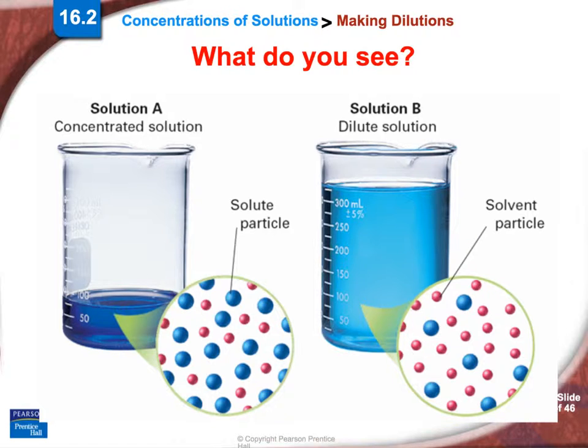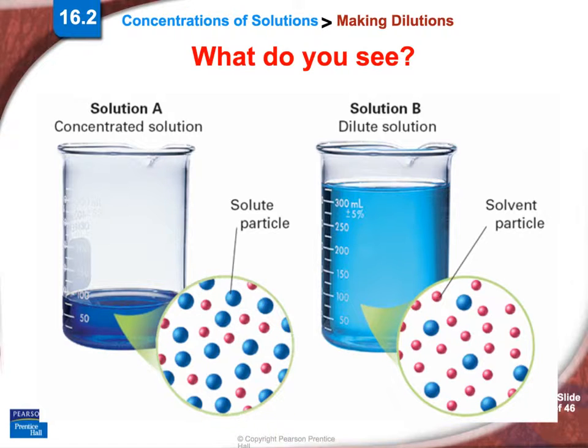So I'd like you to look at these two solutions. Solution A is really concentrated and solution B is really dilute. I want you to tell me the differences you see between these two things. I want you to look not only at the macroscopic, what's in the beakers themselves, but also at the microscopic, which is depicted in these circles. Remember, when we're talking about these things, solute is usually a solid or a gas, and that's what gets dissolved in the solvent, which is usually the liquid. So at this point, go ahead and make some observations while you pause the video.